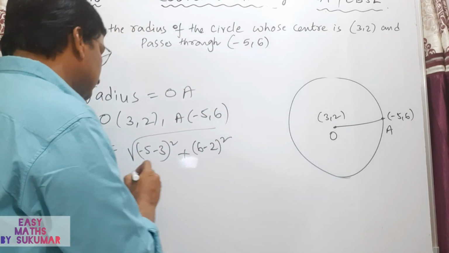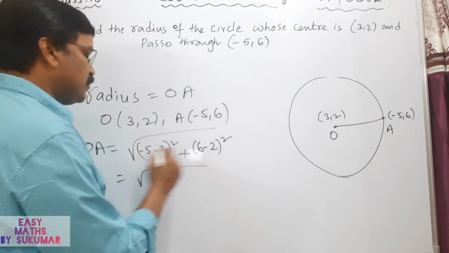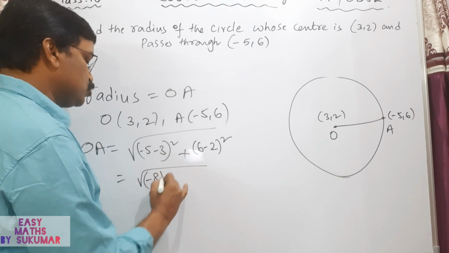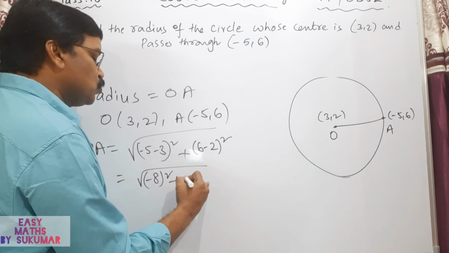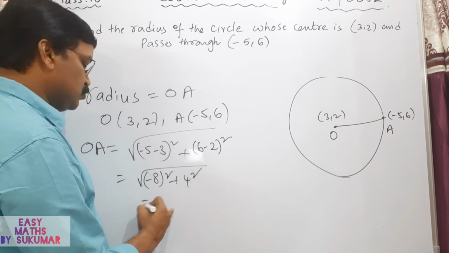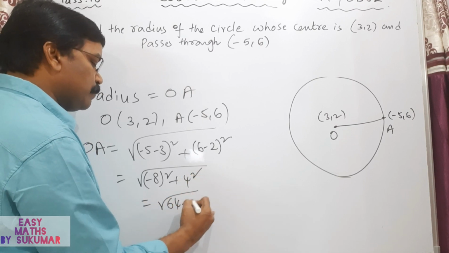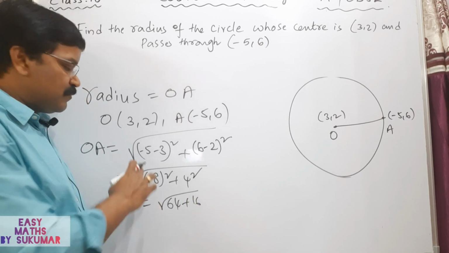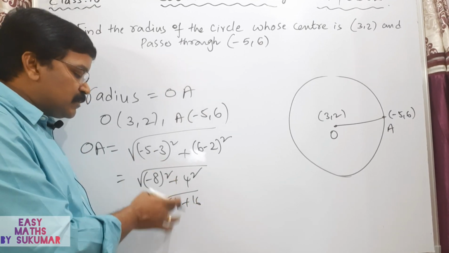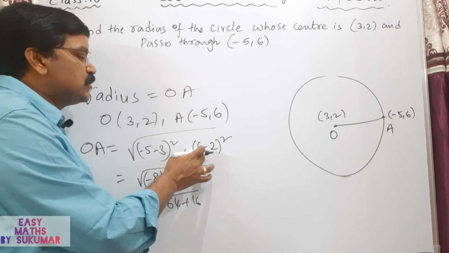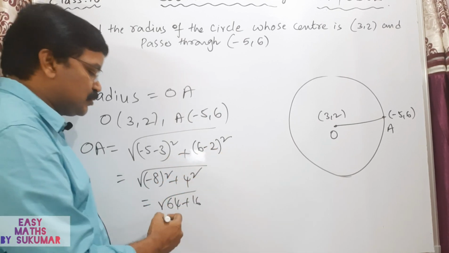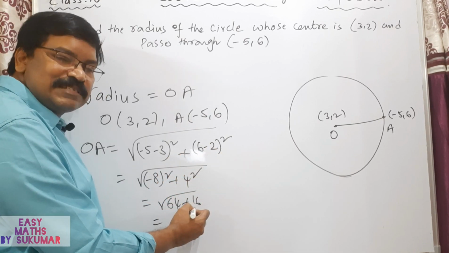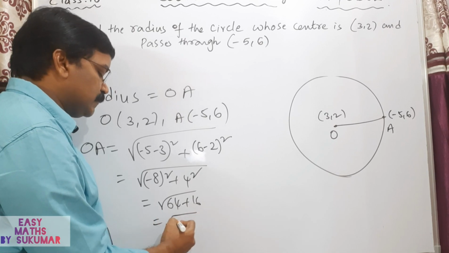Okay, so this is equal to (-5 - 3)² + (6 - 2)². -5 minus 3 is -8, and (-8)² is 64. 6 minus 2 is 4, and 4² is 16. So 64 plus 16 is the root of what?